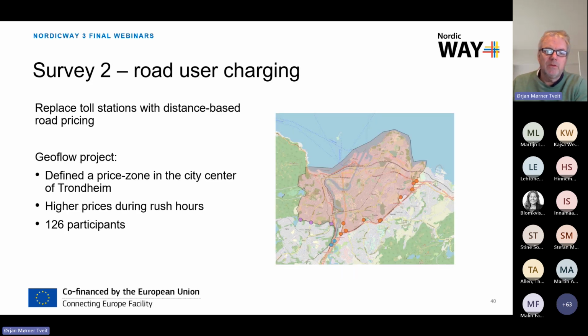Another, third survey that we did was road user charging, where there was no free ride like the previous one. We defined a price zone in the city center of Trondheim. We defined higher prices during rush hours, and we had 126 participants in a use case where we try to get information about how we can replace tolling stations with distance-based road pricing.